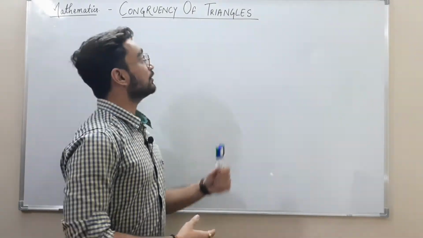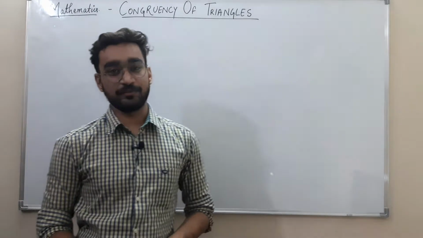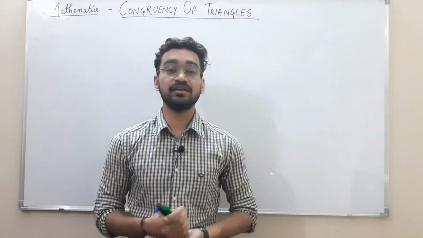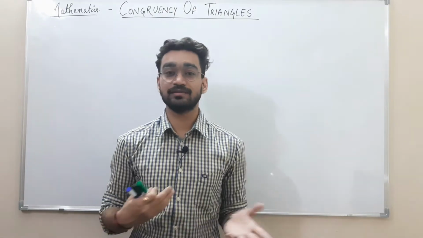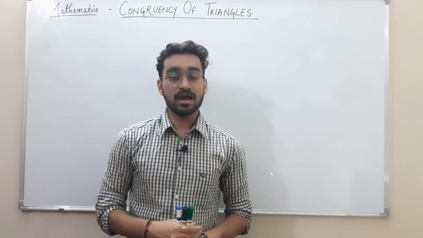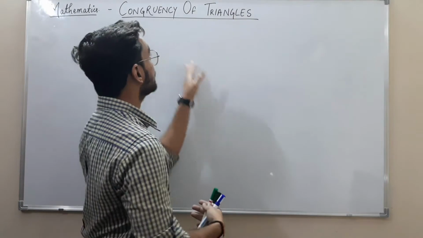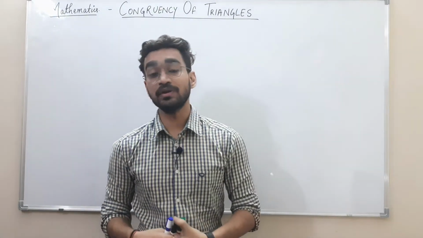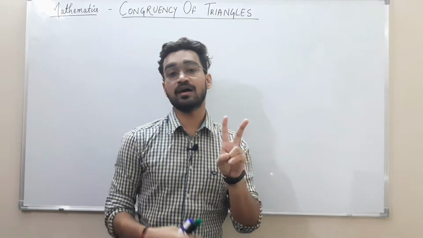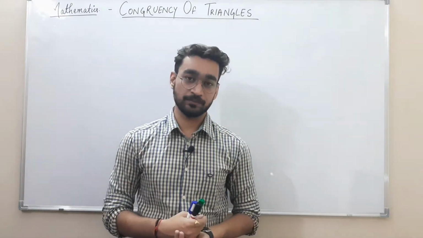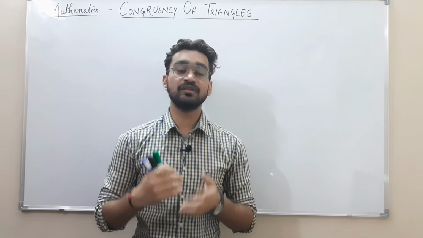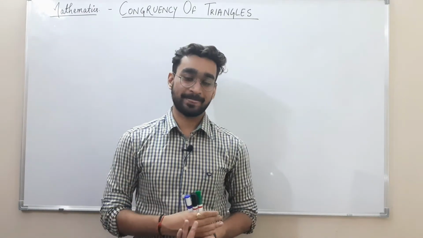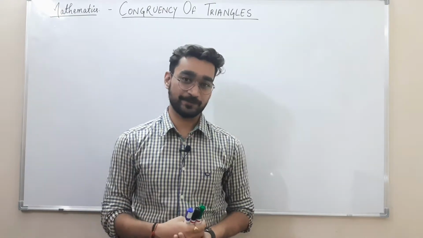Today we have to learn about congruency of triangles. In this congruency of triangles, we have some criteria for how we can prove that two triangles are congruent to each other. I hope that you know the meaning of the word congruency. The word congruent says that two things are identical in shape and size. If I superimpose them on each other, they will be identical to each other.